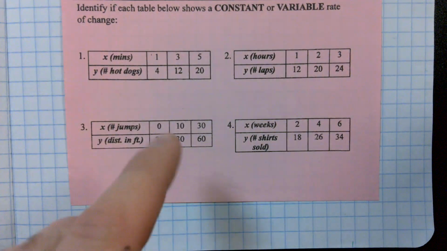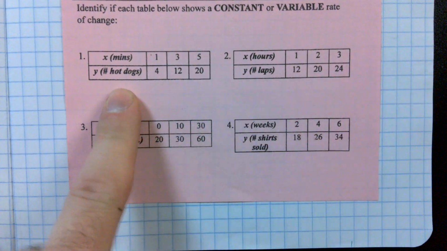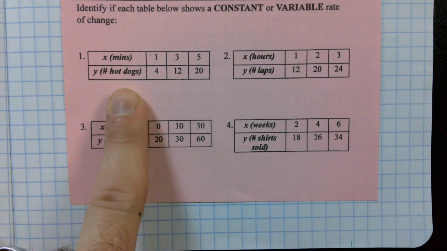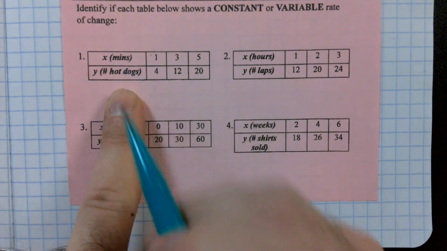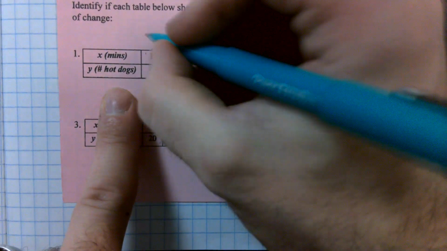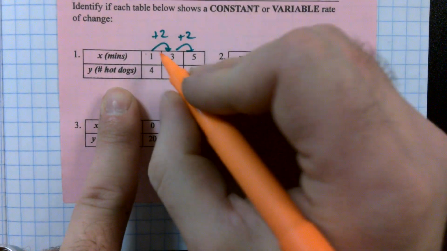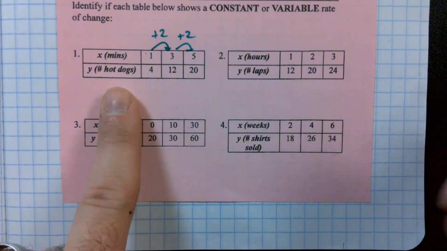All right. So it's very easy for us to figure this out. If I look at number 1 down here on the bottom, what am I comparing in number 1? Hot dogs per minute. That's right. How do I get from 1 to 3 on my minutes? +2. How do I get from 3 to 5? +2. So far, are we constant? Yes.